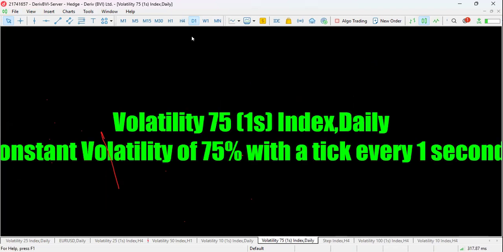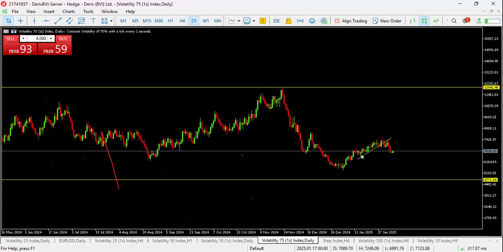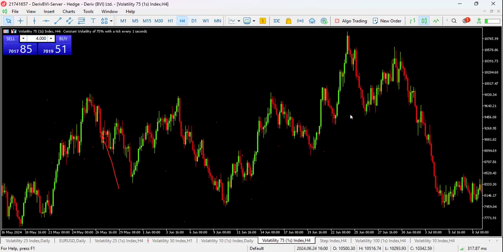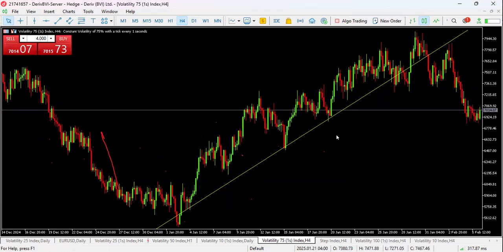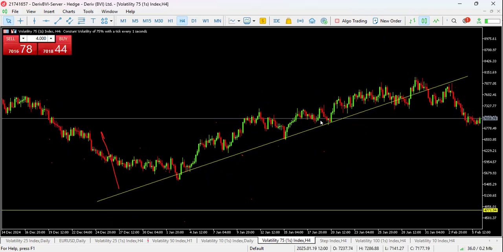Let me go to the daily time frame. The same thing, right? But in doing that, there are times the market will fake you out. How do you know when the market will fake you out? Something like this was a fake out. This was a fake out. All these are fake outs.